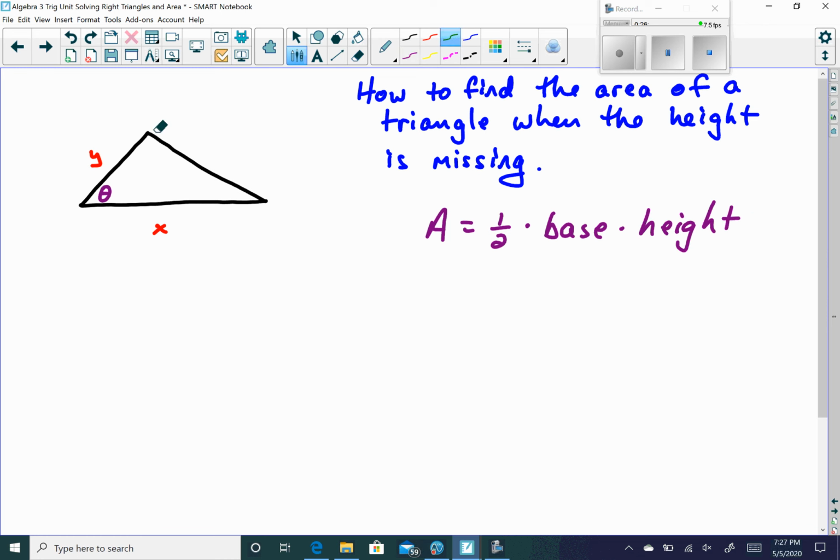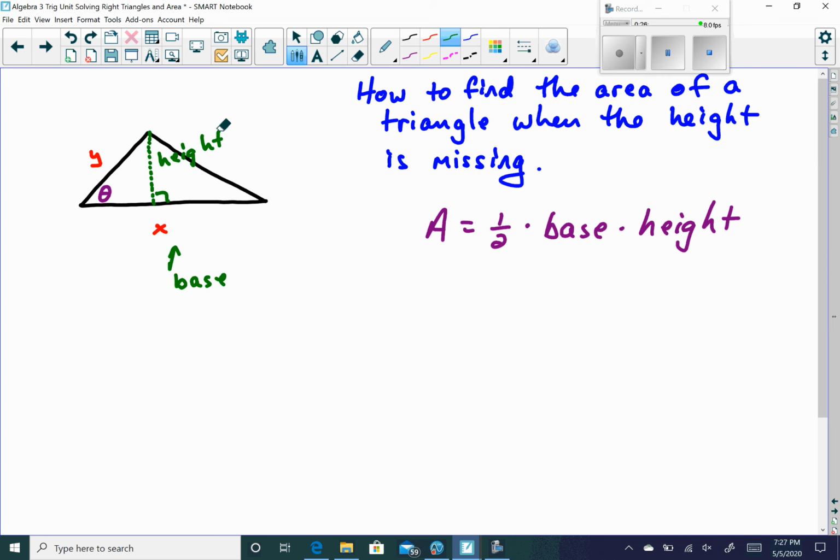So in this picture, x is my base. My height is not y. The height has to be perpendicular. So my height is going to go right up from my base. It's going to be perpendicular. So I'll call this the height. And it's missing. So when we don't know it, we're going to have to use some trig to help us out. So notice I labeled an angle here of theta.